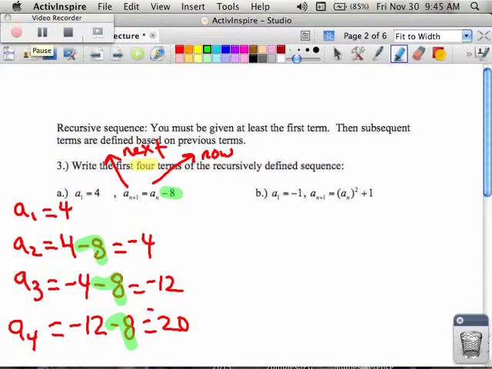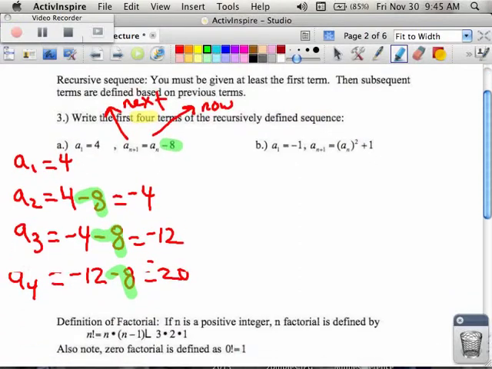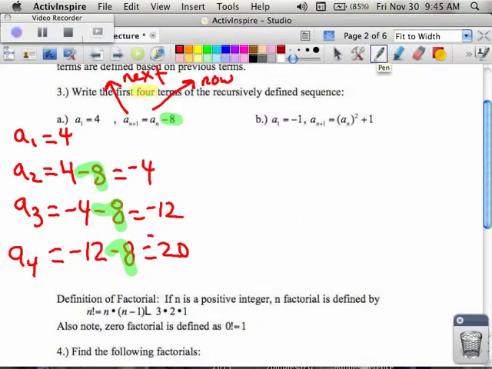Alright, in letter B, same kind of deal. The good news is they tell us right away what our first term is. So a sub 1 is negative 1. To get to a sub 2 then, I take my previous term, which was negative 1, and I square it and add 1. So that'd be 1 plus 1, or in other words, 2.